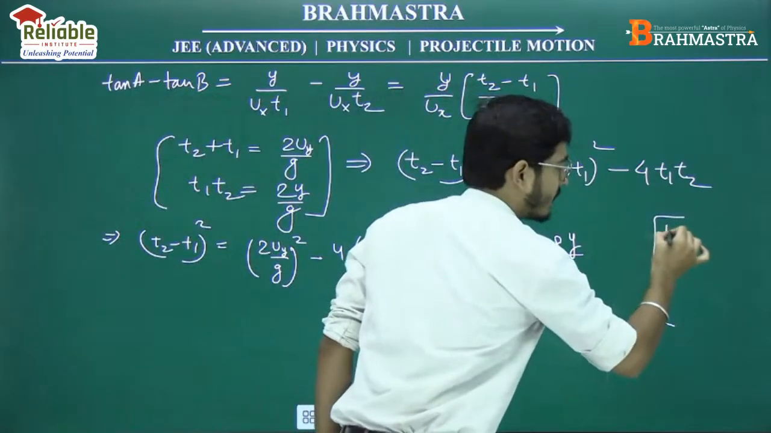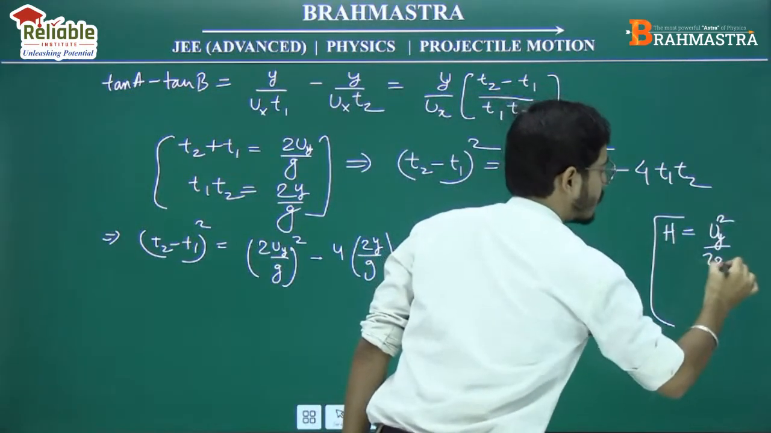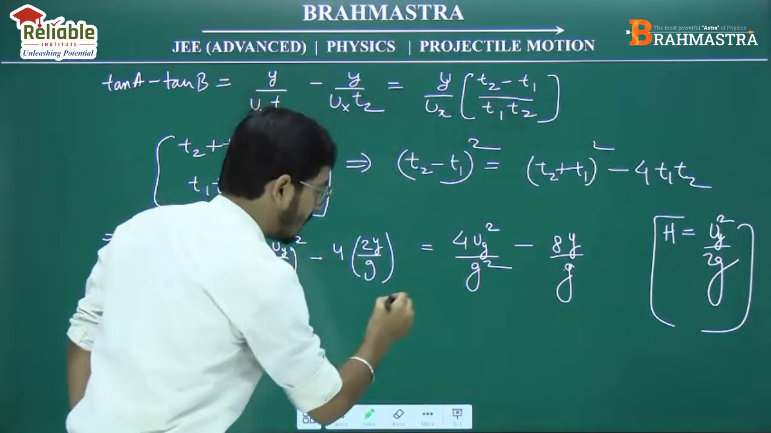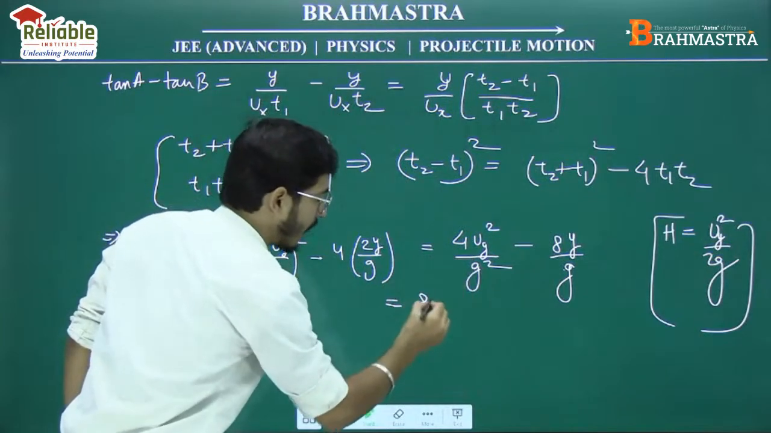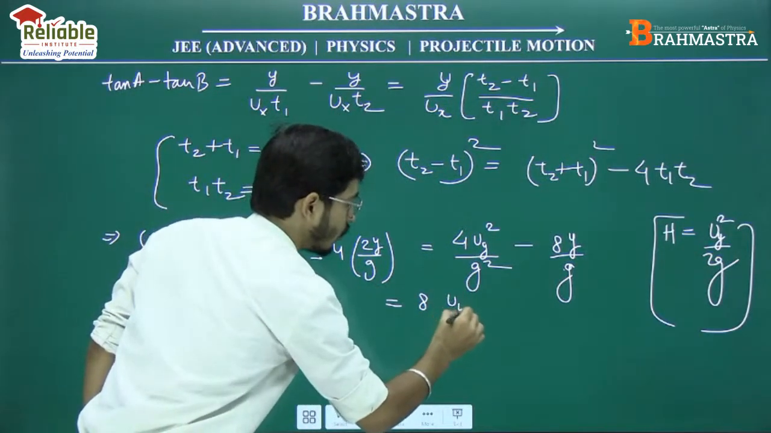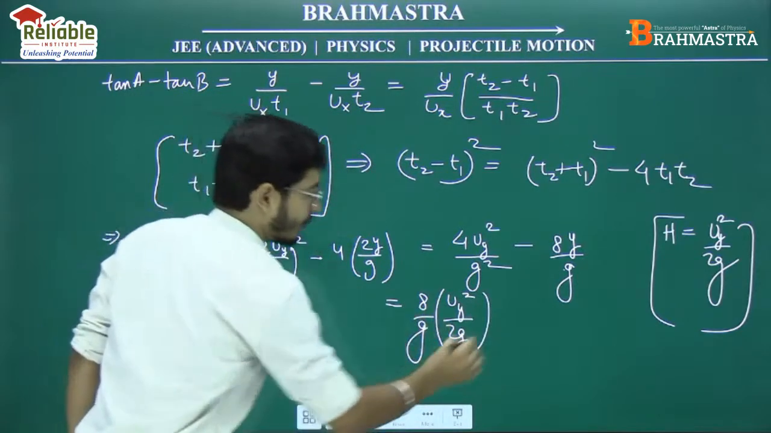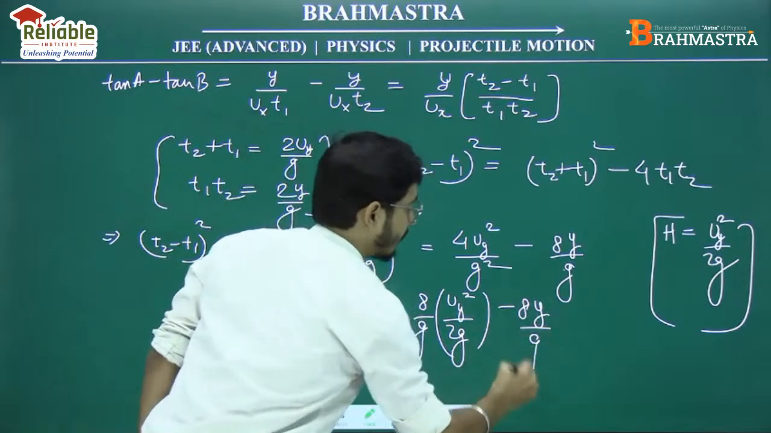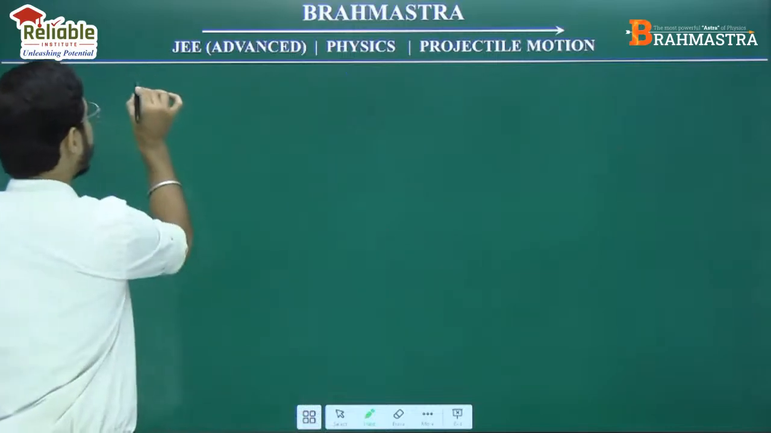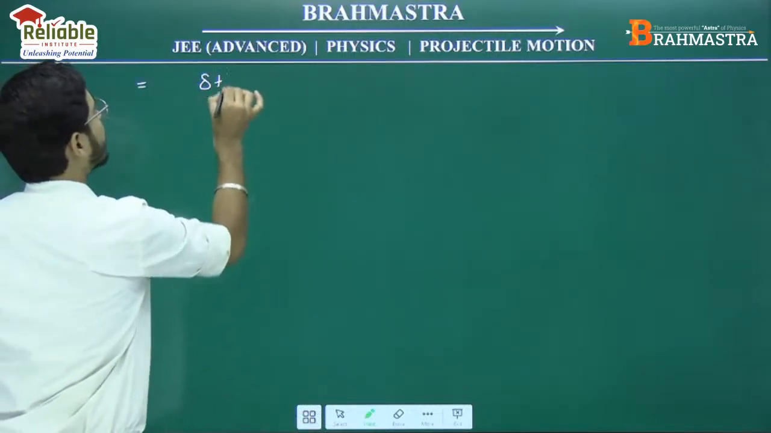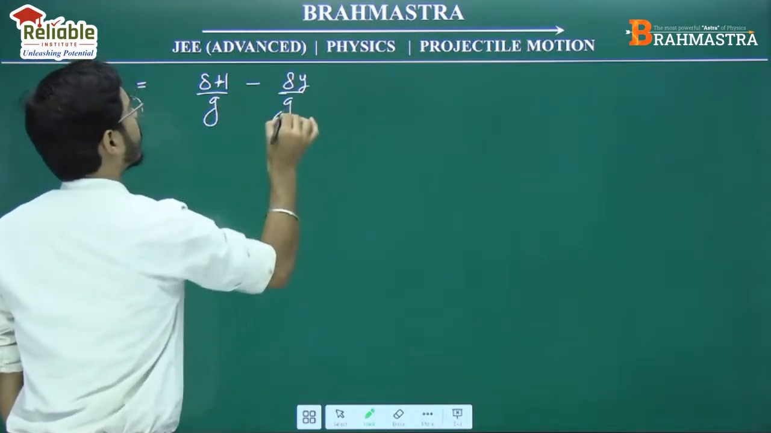If the maximum height is h, then I can write the maximum height as uy square over 2g, isn't it? Can I make maximum height in this expression? I think I can. If I divide it with the 2, I'll have to write 8 over here. Then this is uy square over 2g. There is 1 g extra, right? So it becomes 8y over g. I think you can see the maximum height expression. Rewriting it, it becomes 8 maximum height over g minus 8y over g.